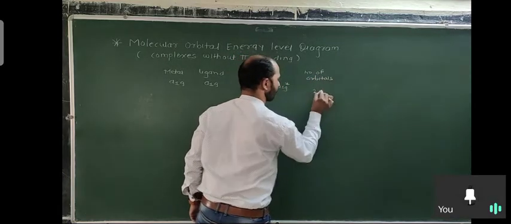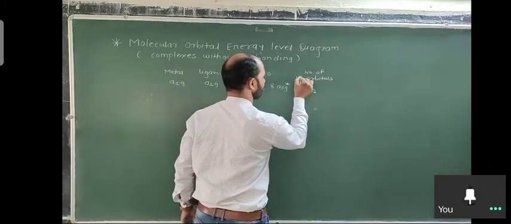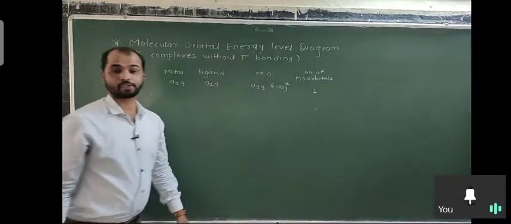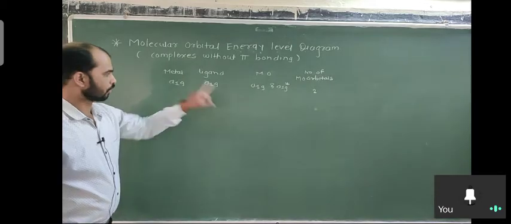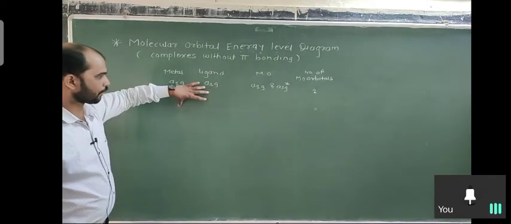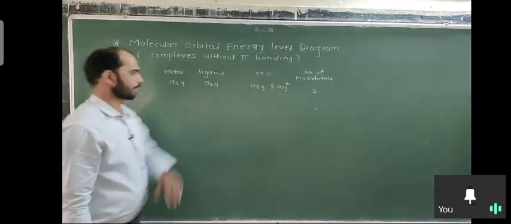Here, the number of orbitals. Here, the number of molecular orbitals. How many molecular orbitals are formed? 1 plus 1, so 2 atomic orbitals form 2 molecular orbitals.